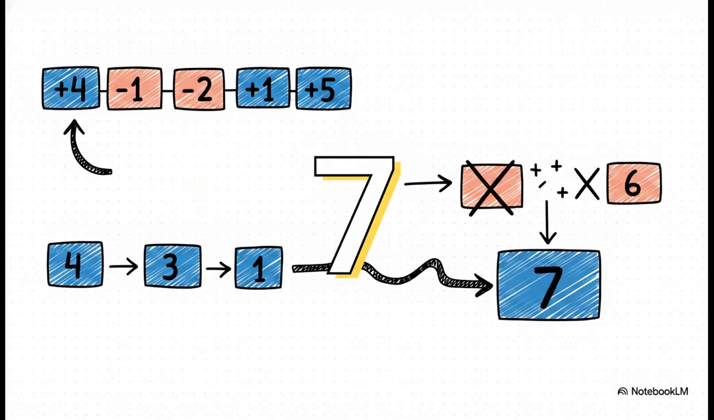Let's actually look at a concrete example from our source material that resulted in the maximum sum of 7. Imagine a slice of your array is 4, -1, -2, 1, 5. Okay, so when you hit the 4, your running sum is 4. Then you add the -1, your sum drops to 3. Add the -2, drops to 1. But here is the absolute genius of Kadane's. Even though we hit negative numbers, our running sum of 1 is still positive.